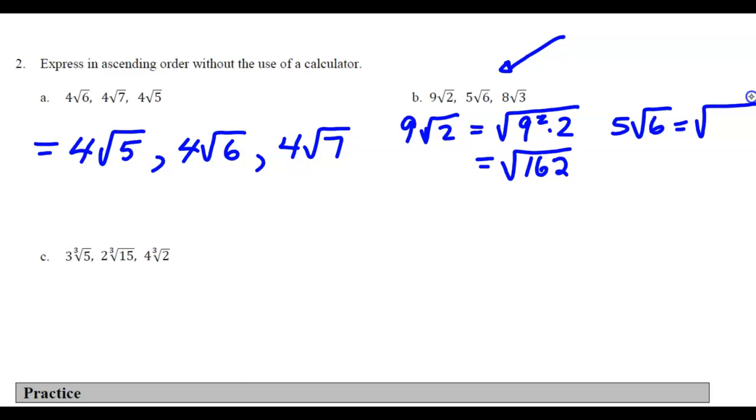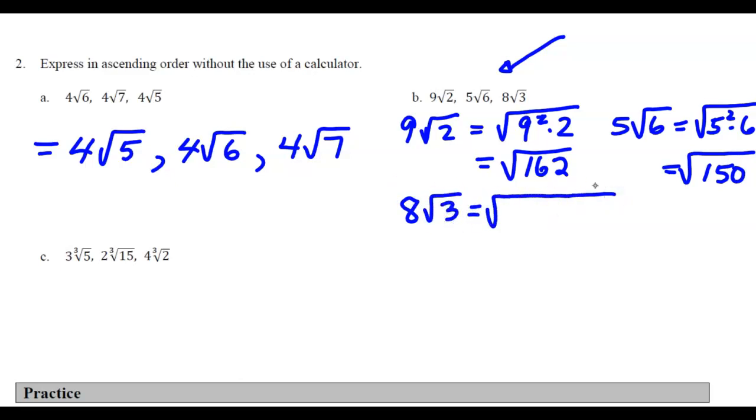Okay. 5 root 6 is 5 squared times 6. So 25 times 6, 150. And 8 root 3 is 8 squared times 3. So 64 times 3, 192.